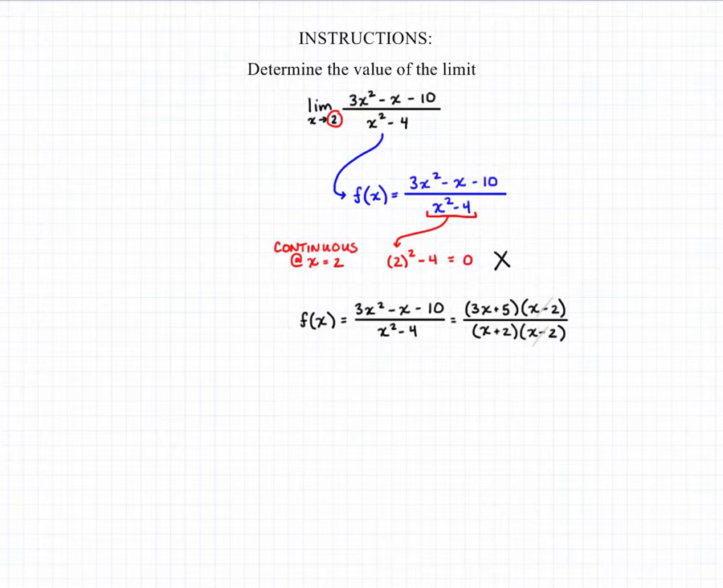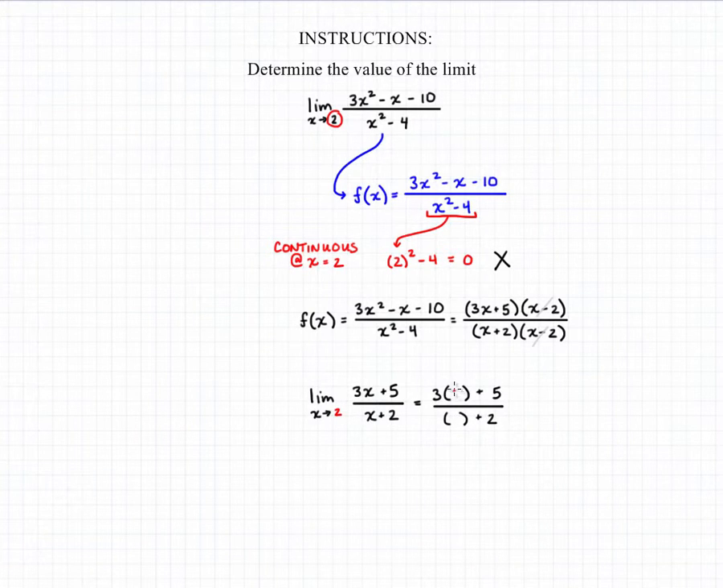We can then cancel out the x minus 2's, and we can then look at this abridged function, this (3x plus 5) over (x plus 2), and look at the limit of that as x approaches 2. Now this function is defined at x equals 2, there's no problem if we plug 2 into that denominator, so we can use direct substitution to find the limit.